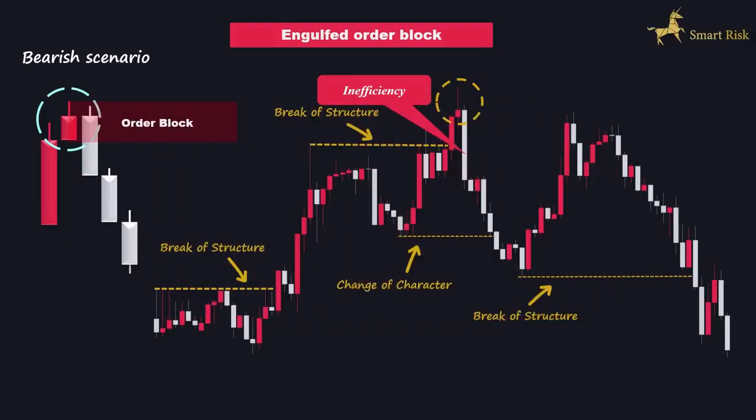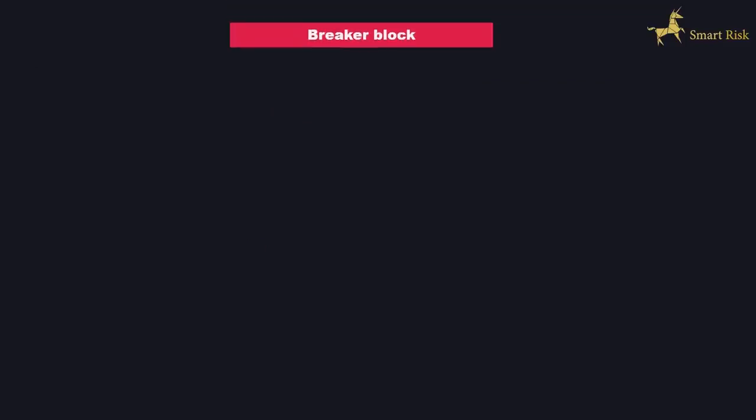In this specific case, it is recommended to treat it as an engulfed order block and consider the entire candle as the area of interest, rather than solely focusing on the wick. Let's see the next order block type, breaker block.